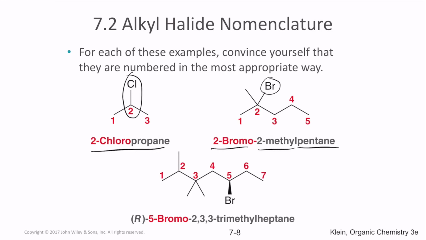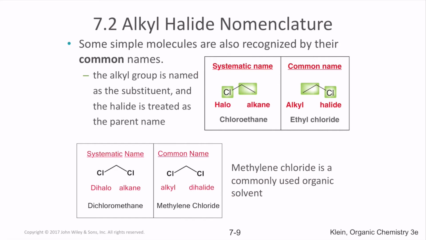In the same way, if it has chirality, then we base the name on the chirality of the compound. For example, here the chirality results in an R structure, and you get R tribromo 2,3,3-trimethylheptane. So the naming nomenclature stays the same.